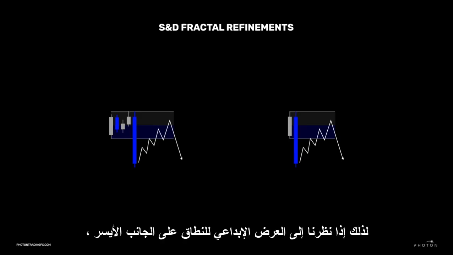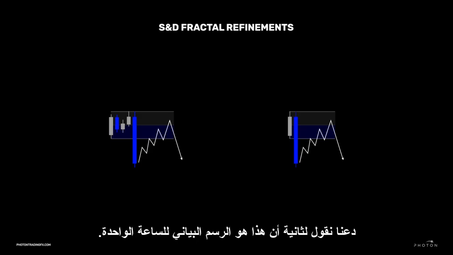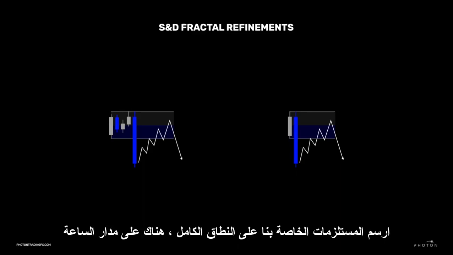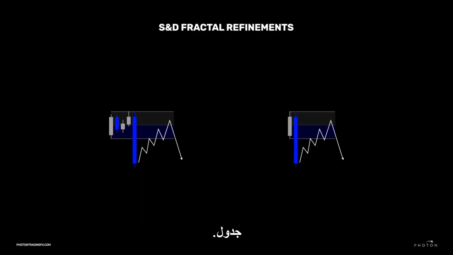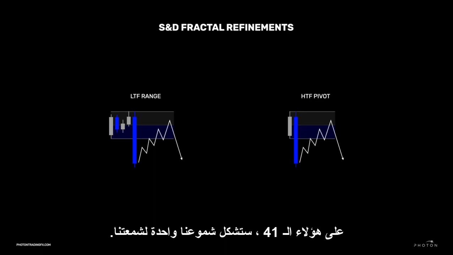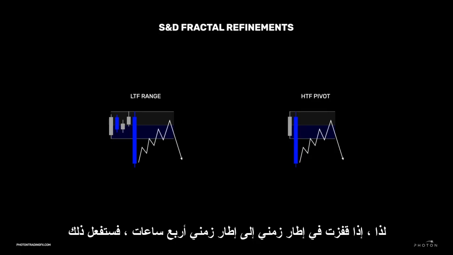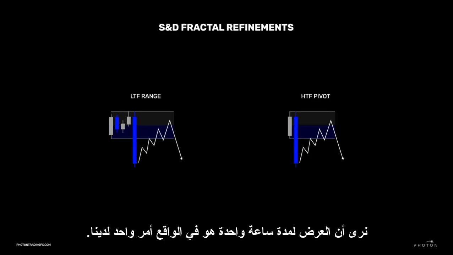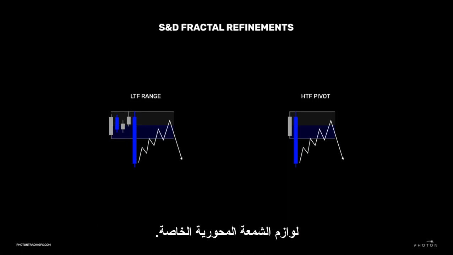So if we look at the range created supply on the left hand side, let's say for a second that this is the 1 hour chart. So we draw our supply zone on the entire range there on the 1 hour chart. Now I want you to imagine how that would look on your chart if you jumped up to the 4 hour chart. Well, those 4 1 hour candles that we have drawn the entire range on will make up one 4 hour candle, right? So if you jump up to the 4 hour time frame, you will see that that 1 hour range supply is actually a 4 hour single candle pivot supply zone.